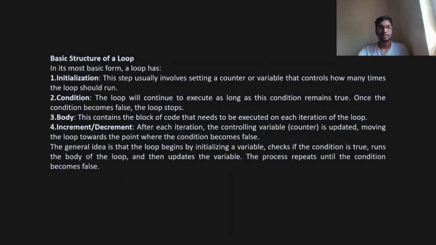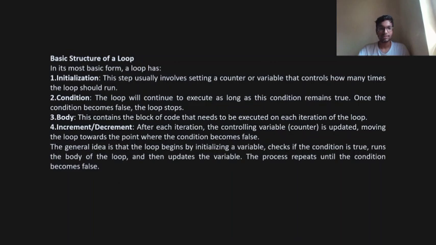Body. This contains the block of code that needs to be executed on each iteration of the loop. Increment or decrement. After each iteration, the controlling variable or the counter is updated, moving the loop towards the point where the condition becomes false. The general idea is that the loop begins by initializing a variable, checks if the condition is true, runs the body of the loop, and then updates the variable. The process repeats until the condition becomes false.